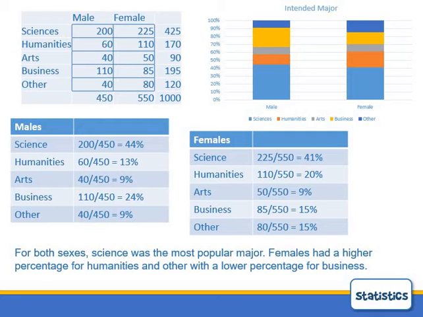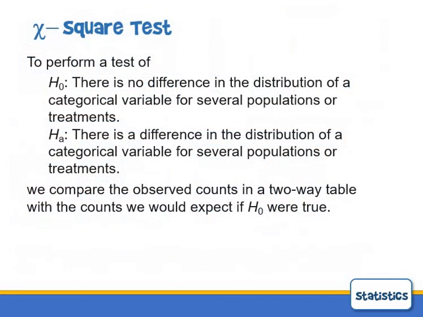What we want to do next is say, well, what if this was a random sample, as it said, out of an extremely large population, and we wanted to know, is there a difference between the intended majors that students are going to select based on the sex, male or female? And that's where chi-square is going to come in. So that's what chi-square can do.